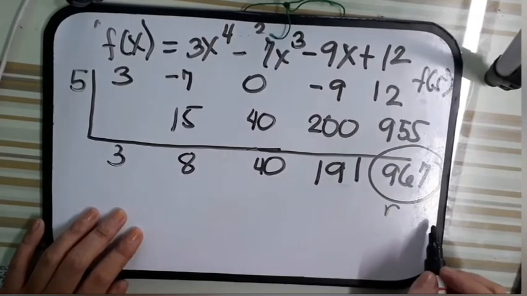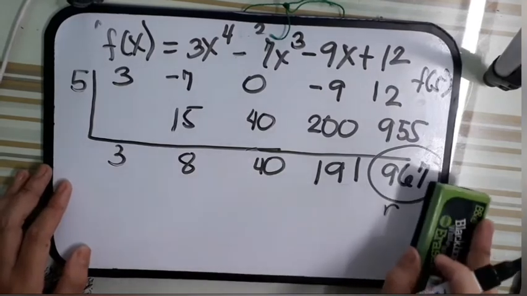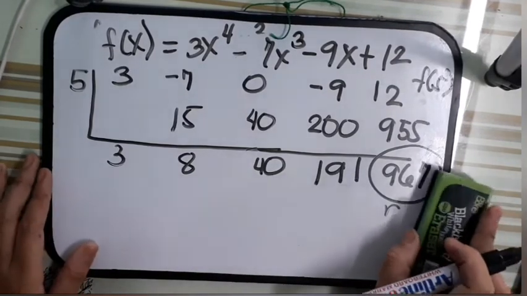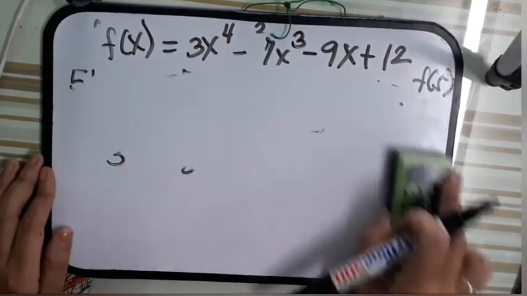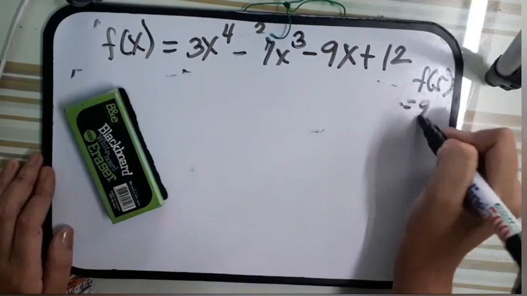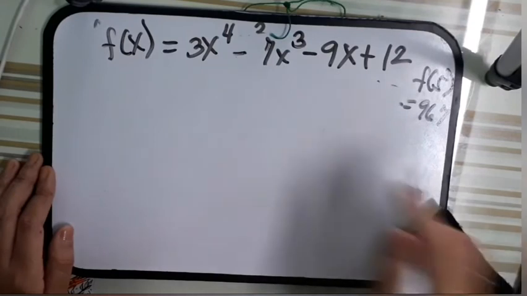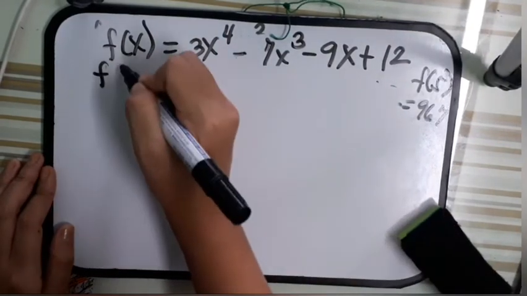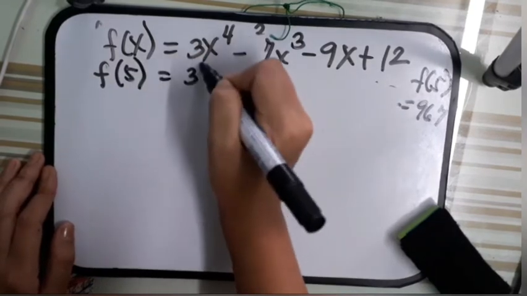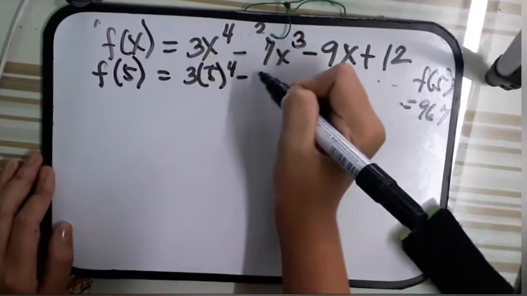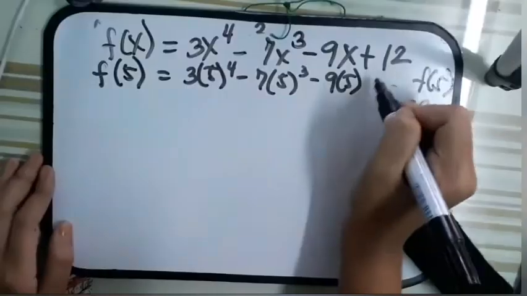Now, we're going to recheck whether our remainder is correct. Let's verify it using the remainder theorem. So this is equal to 967. Using the remainder theorem, we change the value. From f of x, it will become f of 5 is equal to 3 times 5 raised to 4 minus 7 times 5 raised to 3 minus 9 times 5 plus 12.